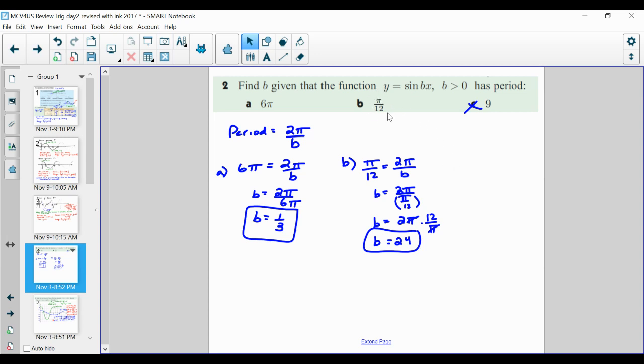Likewise, if I want the period to equal pi over 12, then I know that 2 pi over some value must be pi over 12. Sorry, pi over 12, not pi over 2. And so I isolate for b, and I find out that b is 24.